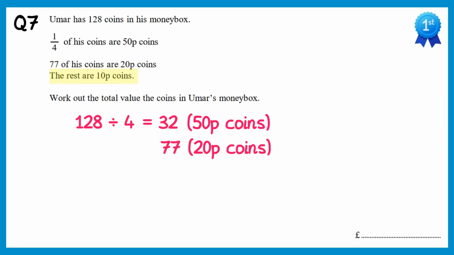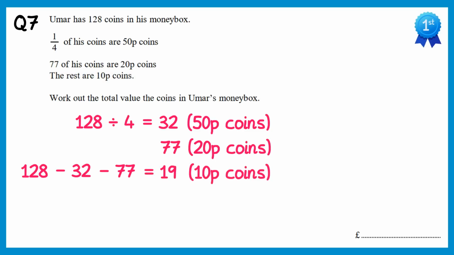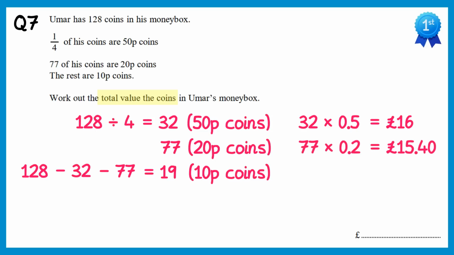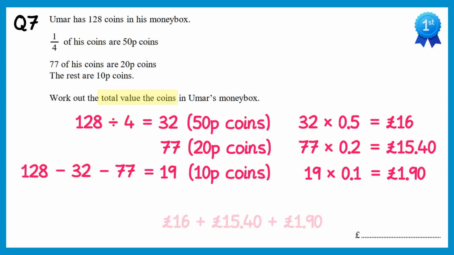So if there are 128 coins in total, and then we take away the 32 50p coins, and take away the 77 20p coins, we're left with the 19 10p coins. The question asks us to work out the total value of all of the coins. So we have 32 50p coins, so if we do 32 times 50p, that gets you £16. We've got 77 20p coins, so 77 times 20 pence is £15.40, and 19 10p coins is 19 times 10 pence, which is £1.90. So to get the total value, we add all of these together, and that gets you £33.30.